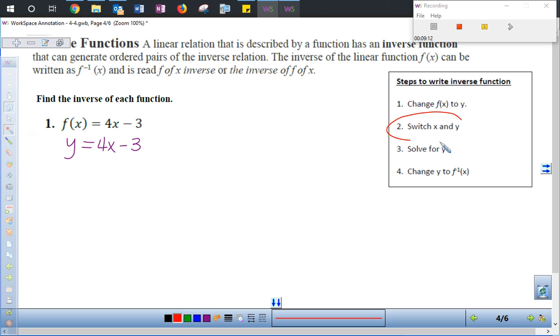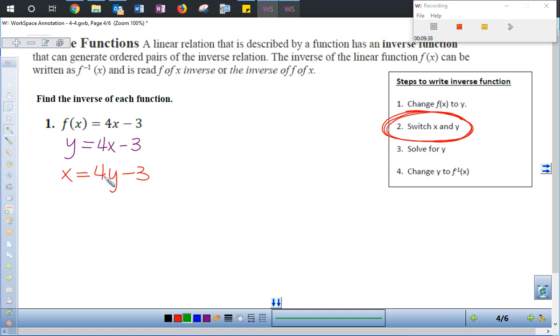Now our second step is actually the true inverse step of finding the inverse of a function. Notice how on the set of ordered pairs, the table, and the graph, our whole process of finding the inverse was changing the x and the y value. So the second step here is to switch your x and your y value. So instead of y equals 4x minus 3, we're going to have x equals 4y minus 3.